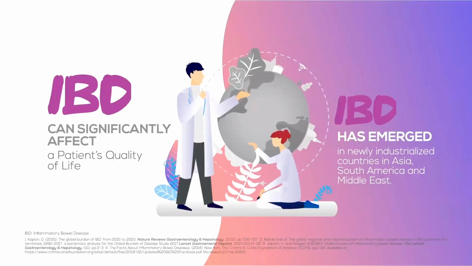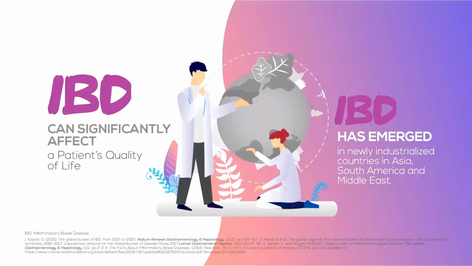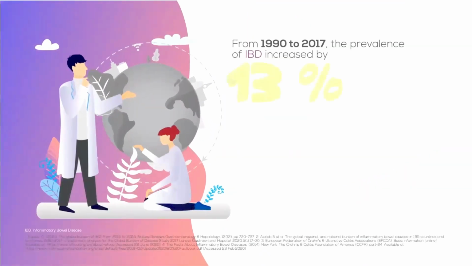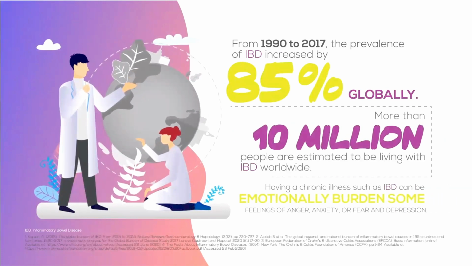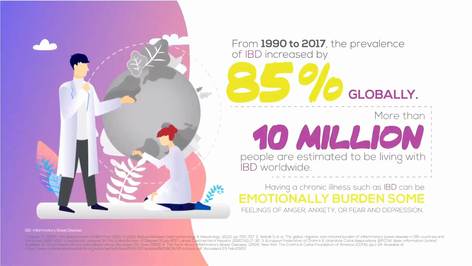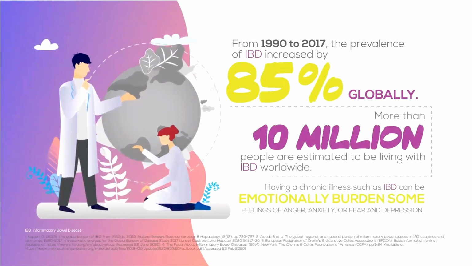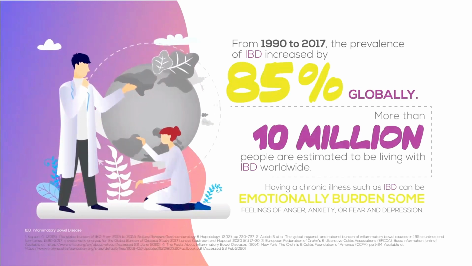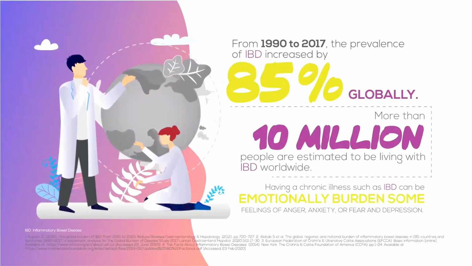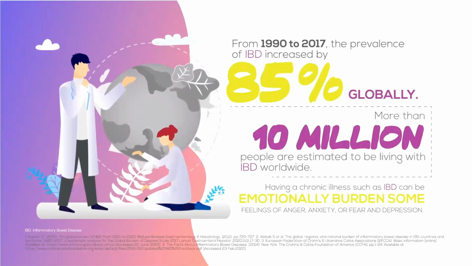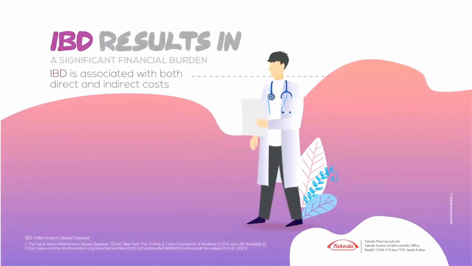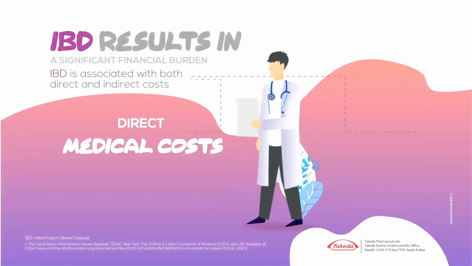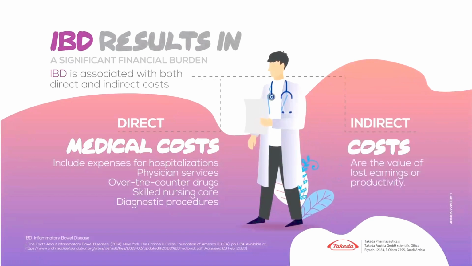IBD has emerged in newly industrialized countries. From 1990 to 2017, the prevalence of IBD increased by 85% globally. More than 10 million people are estimated to be living with IBD worldwide. Having a chronic illness such as IBD can be emotionally burdensome, with feelings of anger, anxiety, fear, and depression. IBD results in a significant financial burden. IBD is associated with both direct and indirect costs.